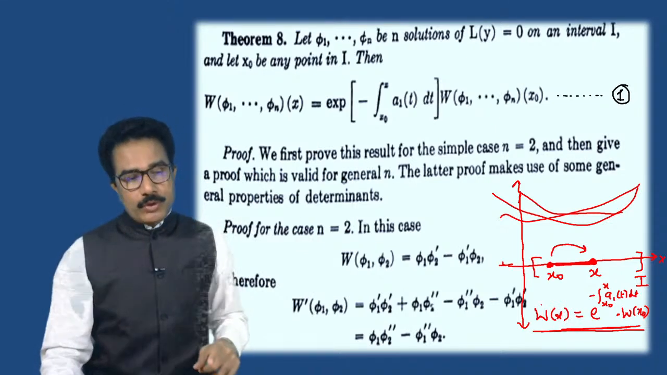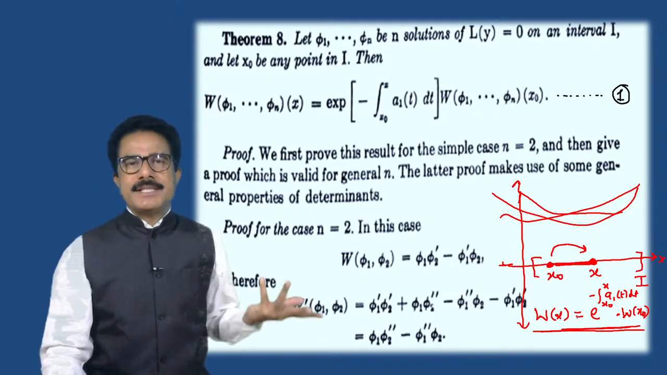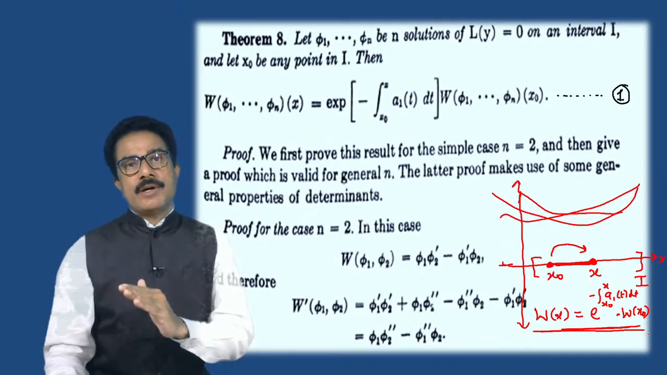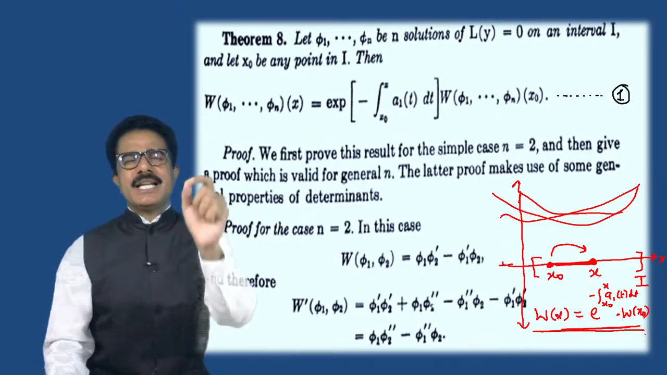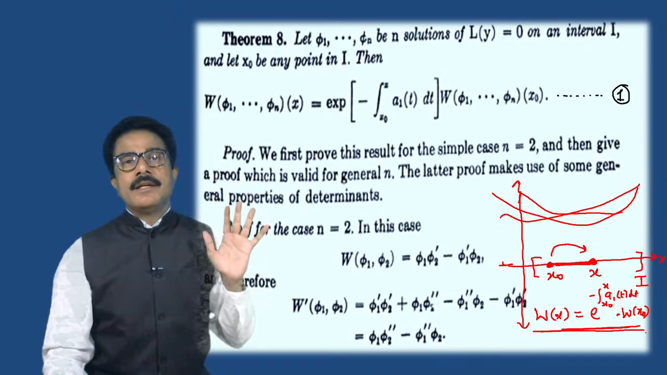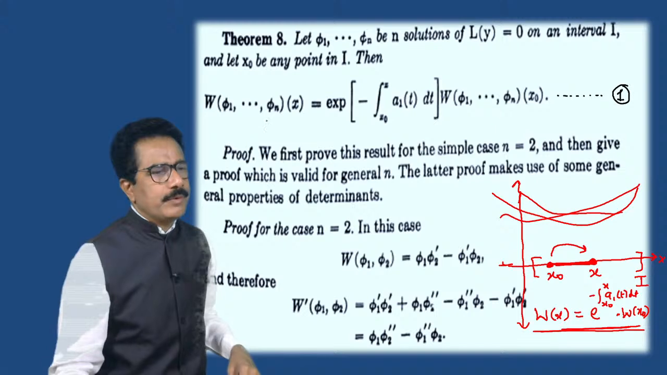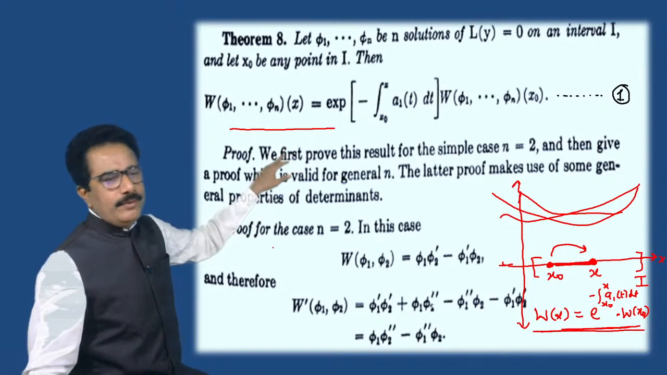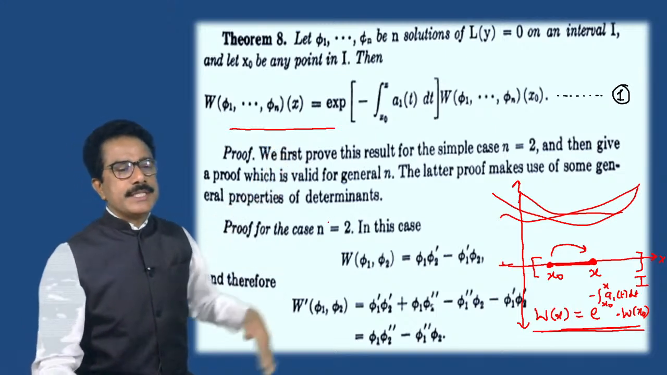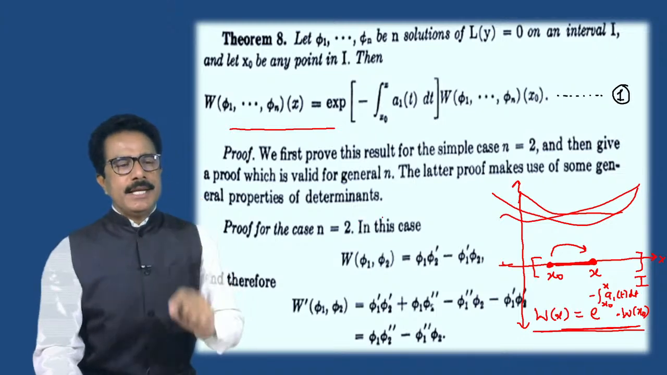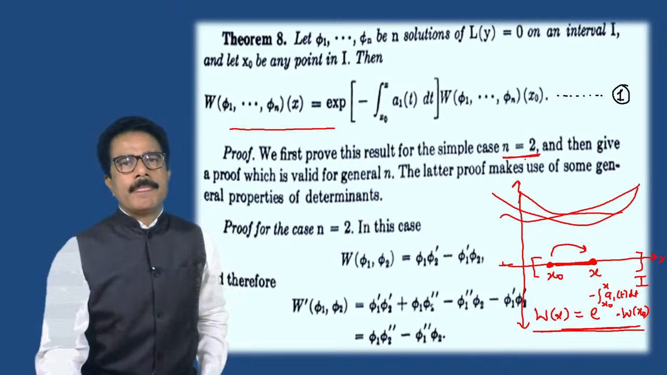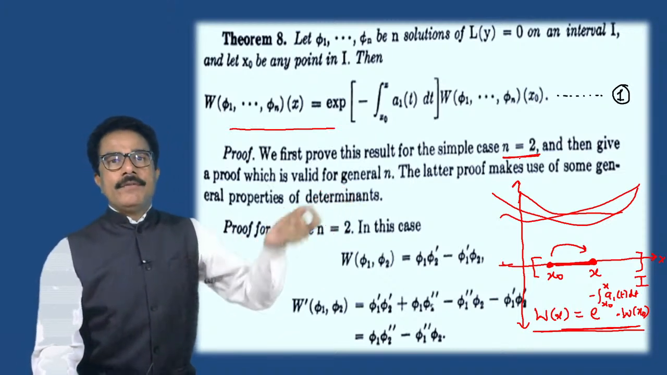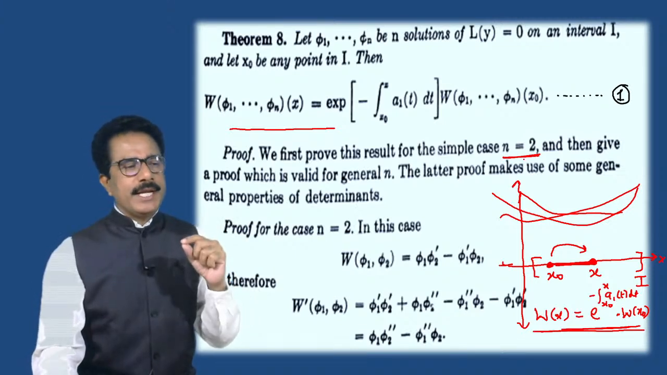This is important. We have to prove this theorem. That means the relation between the Wronskian of x and the Wronskian of x naught. But here x naught is generally an initial point. Okay, now we shall start the proof. This is the proof. We have to prove this result. First of all, prove this result for the simple case n equals 2. Before going to prove the general value of n, first of all we have to prove this theorem for n equals 2.